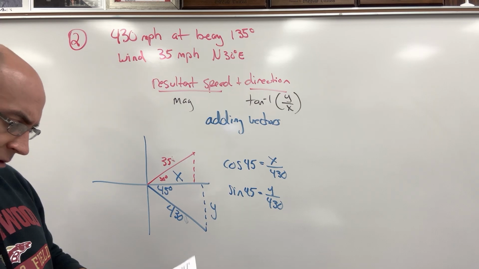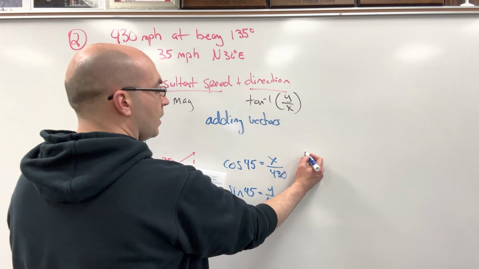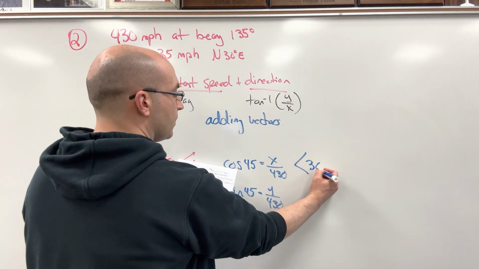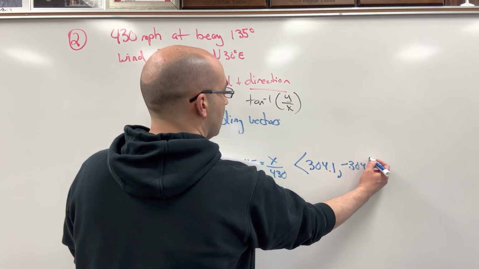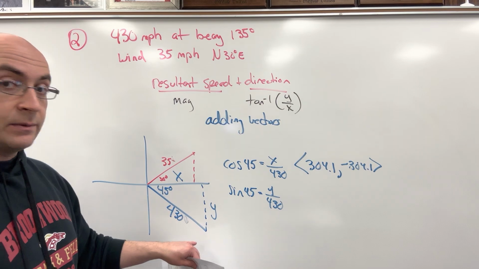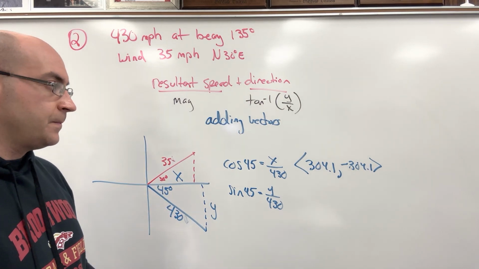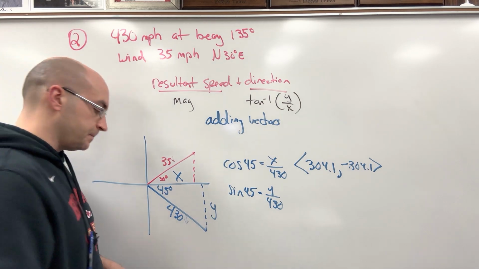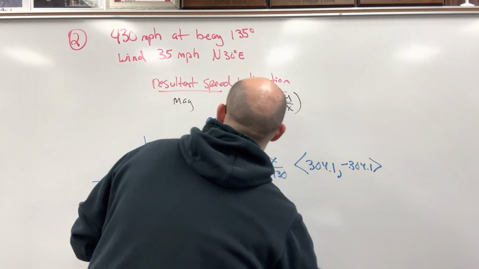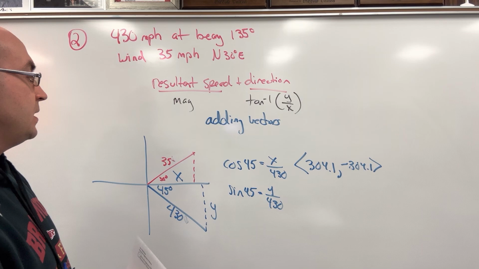So I got the component form of our first vector as 304.1 comma negative 304.1. And again, it's negative because this y value was going downhill, because this was in quadrant 2. That's our first vector, the vector that represents the airplane. Now, we want to represent a vector of the wind.